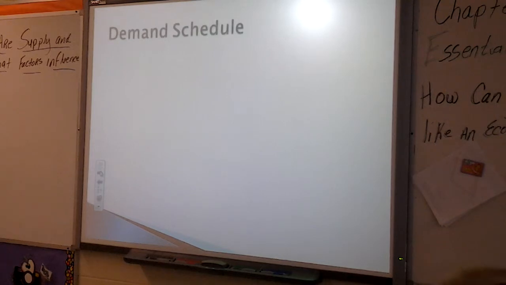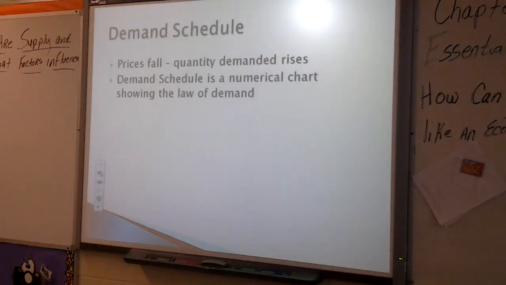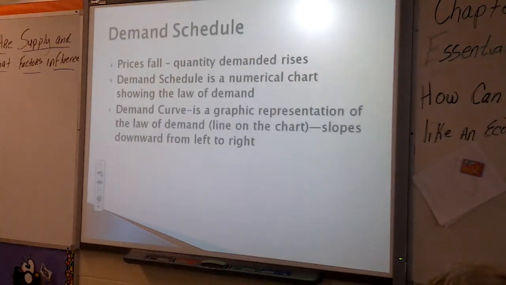Let's continue. Now, in order to tell how the demand is working, we know that when prices fall, quantity demanded rises because everybody likes stuff at a bargain. So what you're going to do is make a schedule. If it's this price, how many would they buy? If it's this price, how many? So you're going to have a chart that shows how demand changes as price changes.